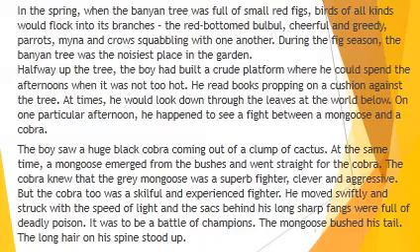The boy saw the whole incident. He witnessed the whole incident. What was that incident? It's one of the major incidents or events in the story. The boy saw a huge black cobra coming out of a clump of cactus, and at the same time he saw a mongoose emerging out from the bushes, and the mongoose went straight to the cobra.